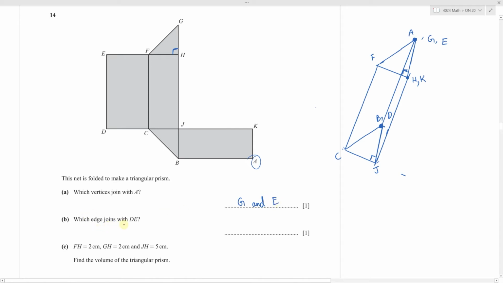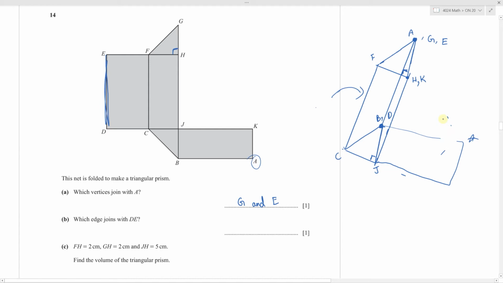Which edge joins DE? So DE was this edge here. So that became the face that I folded from the front. It came to the top here, and it was joined by this AB. So remember this AB that I joined from the back. So this edge AB joined with this edge DE, which I folded from the front. So both the edge DE and BA or AB, whatever you want to call it, they met at the top here.